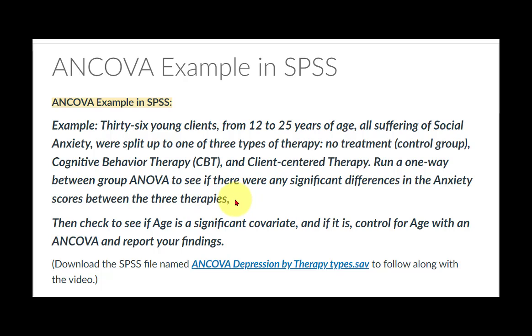therapies. Okay, now we did not give them a pre and a post, so we're just going to split them up, give them the different therapies, and then check their anxiety scores after the therapy. That makes it a between group ANOVA. And then we're going to check to see if age is a significant covariate. And if it is, we're going to control for it and then rerun an ANCOVA. So let's pull up the data.